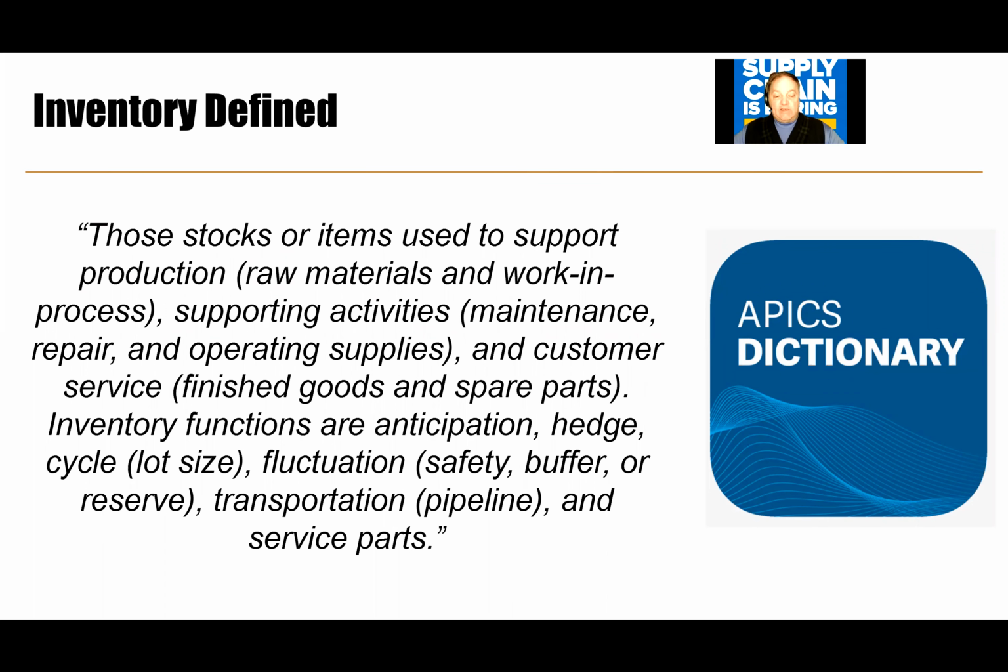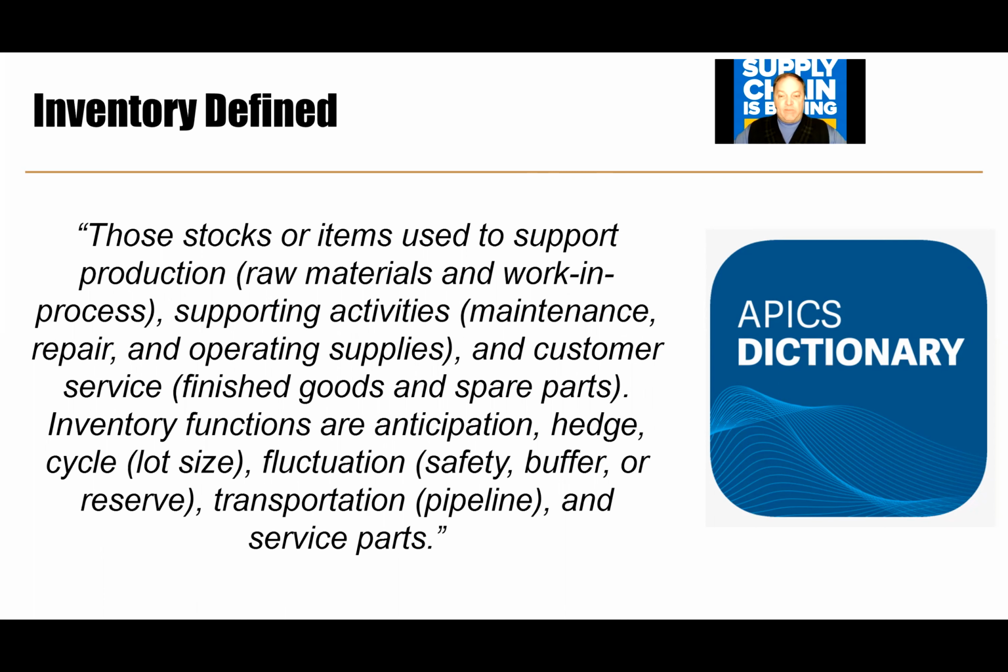One premise of anything APICS is understanding inventory. Any student of CPIM, CSCP, or CLTD should be familiar with inventory and inventory management concepts. The APICS dictionary defines inventory in terms of both types and functions. Those stocks are items used to support production (raw materials and work in process), supporting activities (maintenance, repair, and operating supplies), and customer service (finished goods and spare parts). Those are essentially the types that we covered in a prior session.